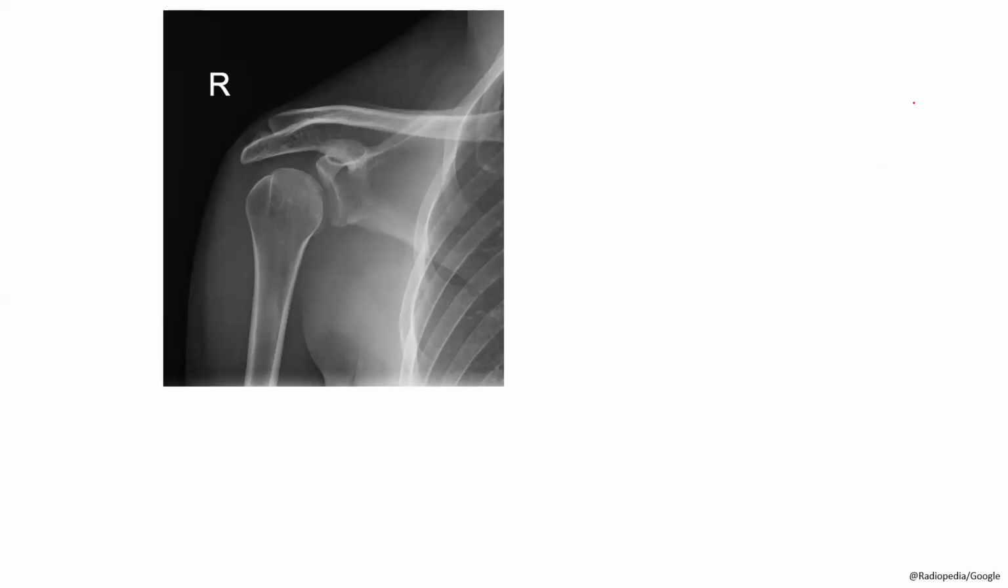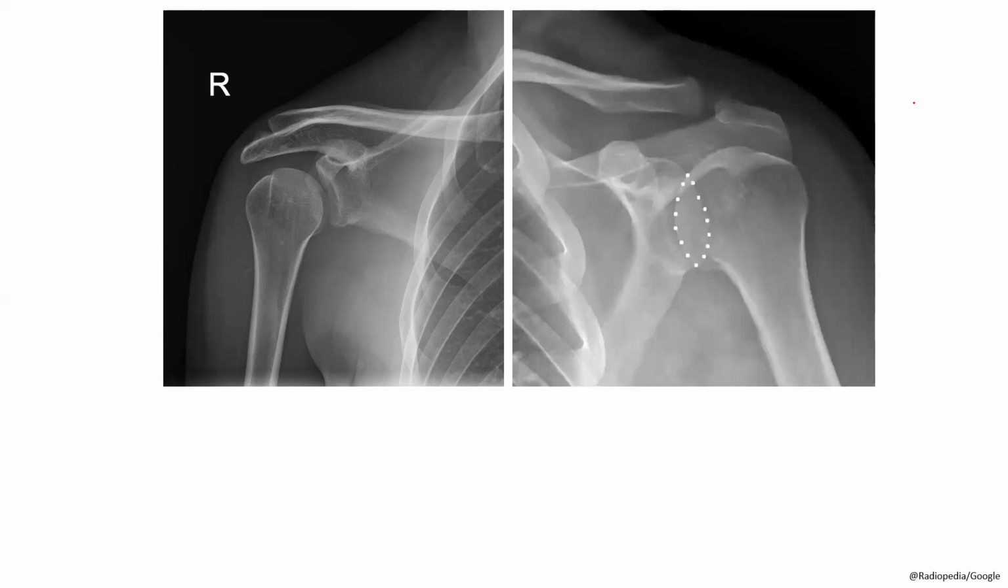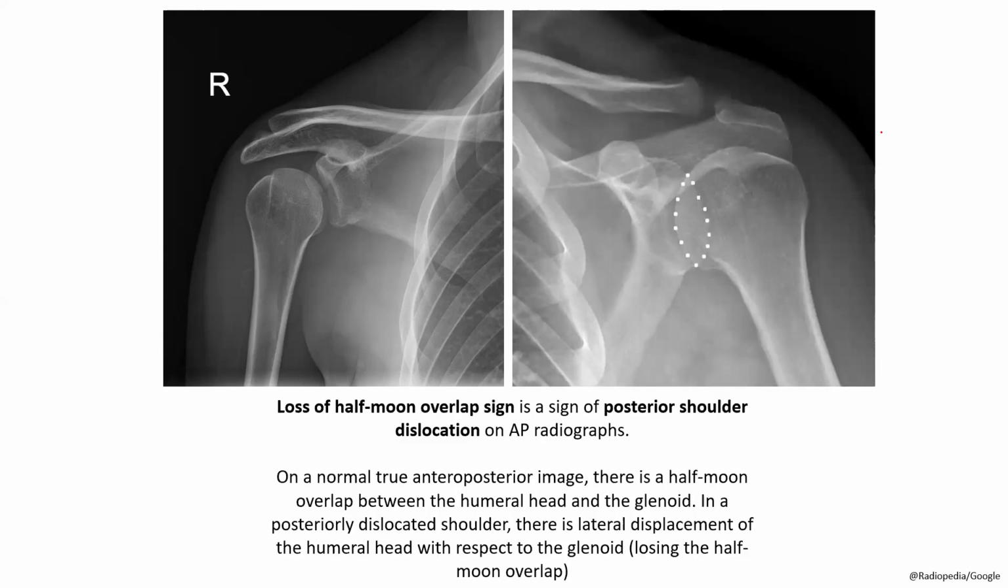What is this radiograph showing? This is an AP radiograph of the right shoulder joint, where we are not finding any half moon overlap. Normally we find this half moon overlap between the glenoid and the head of the humerus. When there is loss of the half moon overlap sign, it indicates posterior shoulder dislocation on AP radiograph.